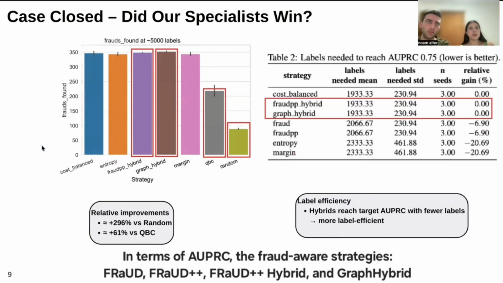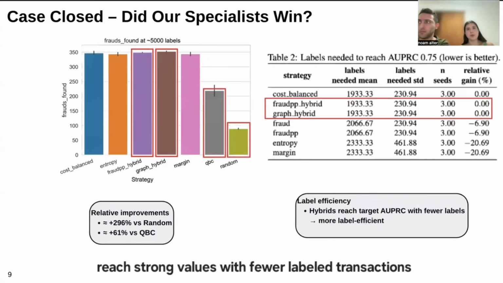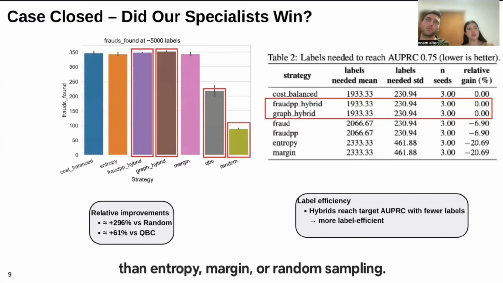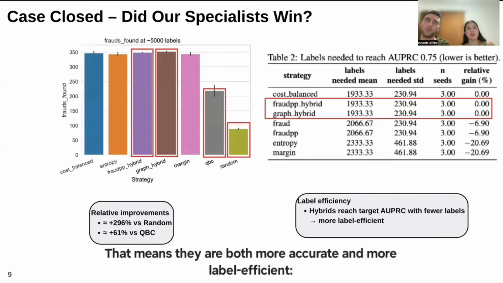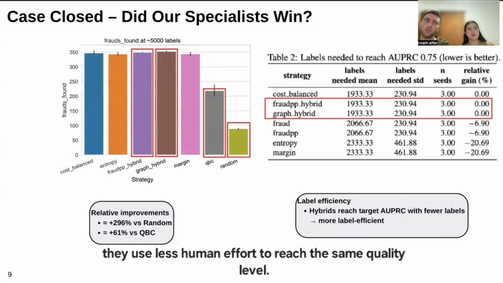In terms of AUPRC, the fraud-aware strategies reach strong values with fewer labeled transactions than entropy, margin or random sampling. That means they are both more accurate and more label efficient. They use less human effort to reach the same quality level.